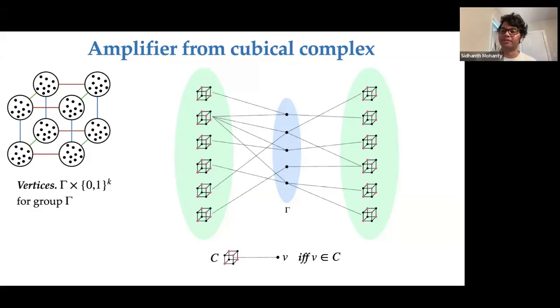And it's fairly natural to use this as the amplifier. I guess for technical reasons, which I also won't get into during this talk, that is not quite the graph that we use. Instead, here's the graph that we use. So here, I took the cubical complexes and I shaded certain special parts. And actually, the shaded parts, you should think of them as being shaded according to the Hadamard code on the k-dimensional hypercube.